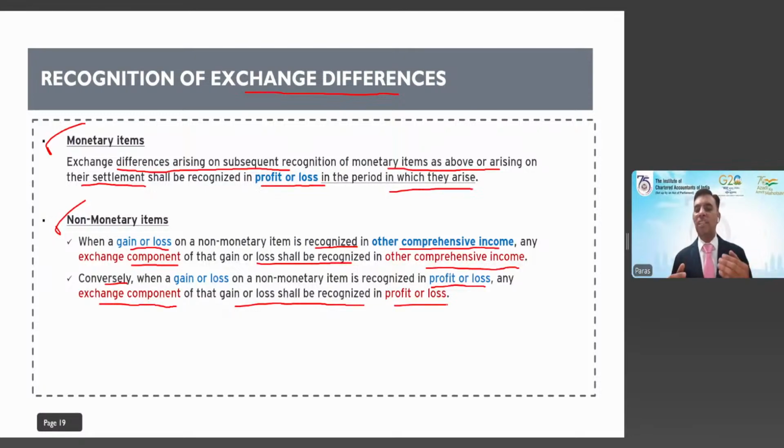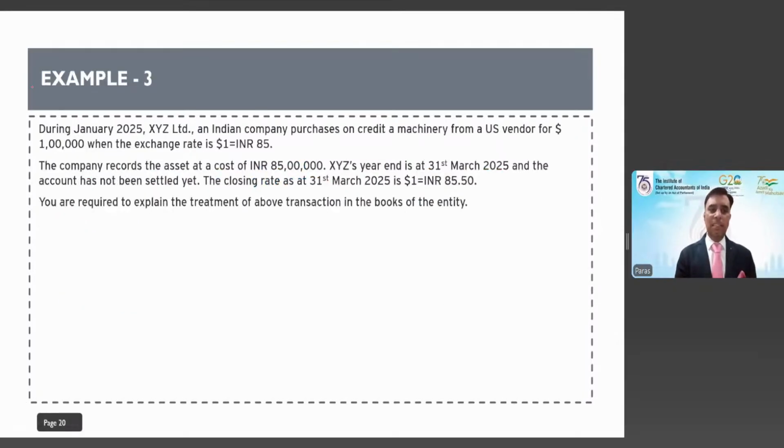So you need to first evaluate which option you have selected, and on the basis of that option, you need to classify your exchange difference in the P&L account or in the OCI account. Now let's read example number 3. It says during January 2025, XYZ Limited, an Indian company, purchases on credit a machinery from a US vendor for $1 lakh, when the exchange rate is INR 85, right? $1 is equal to INR 85. The company records the asset at a cost of 85 lakh.